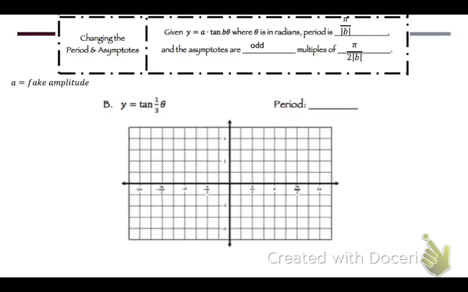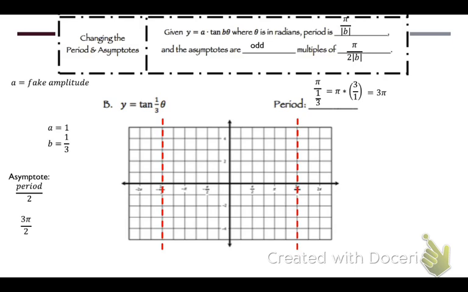Okay. Let's do this one. So here, my A is 1, my B is 1/3. So my period is pi over 1/3, which is the same thing as pi times 3 over 1, which is 3 pi. And let's find our asymptote. So our asymptote is the period divided by 2. My period is 3 pi, divide that by 2, so that's just 3 pi over 2. So I'm going to draw an asymptote at 3 pi over 2 and at negative 3 pi over 2.